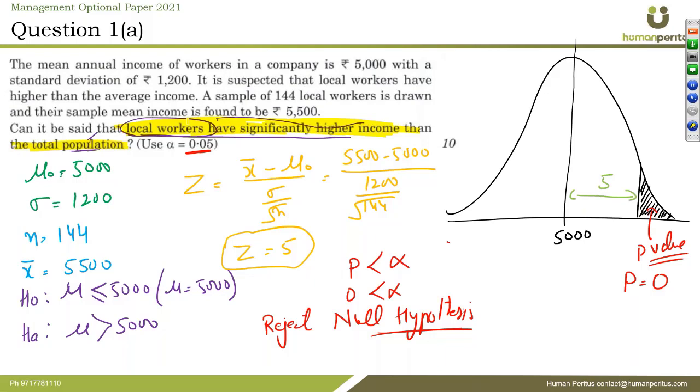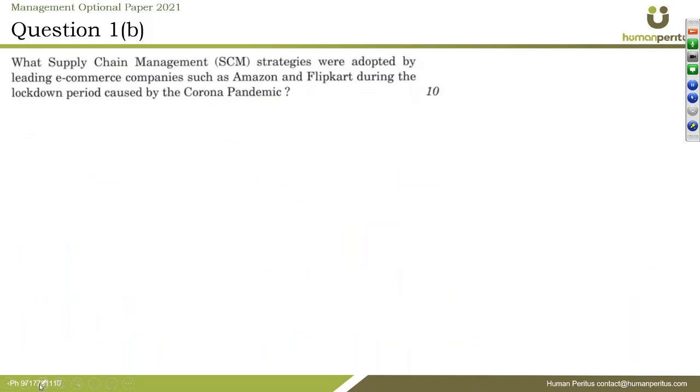Okay, so guys let's move on to the second question, which is: what supply chain management strategies were adopted by leading e-commerce companies such as Amazon and Flipkart during the lockdown period caused by the coronavirus pandemic?